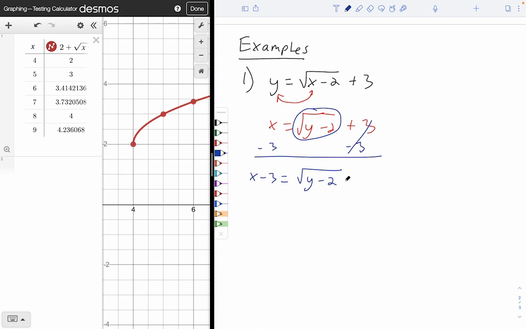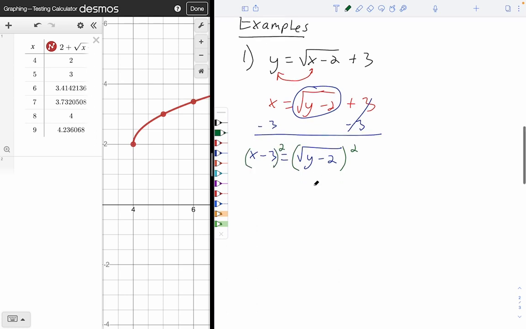Then we get rid of the square root by doing what? Square both sides. So now we square both sides. Here's the good news, okay? We don't actually need to simplify it very much. So on the left-hand side, I don't need to actually FOIL that out. I can just leave it as x minus 3 squared. I'm not actually solving this. I'm just rewriting the equation, okay? So I don't need to solve it. Just leave it as x minus 3 squared. Equals, on the right-hand side, the square would cancel the square root, and I have y minus 2.